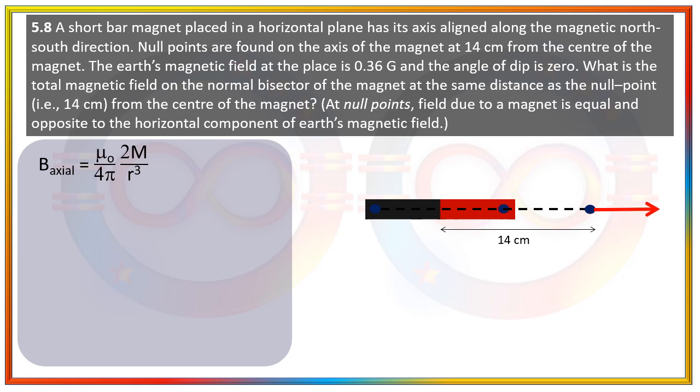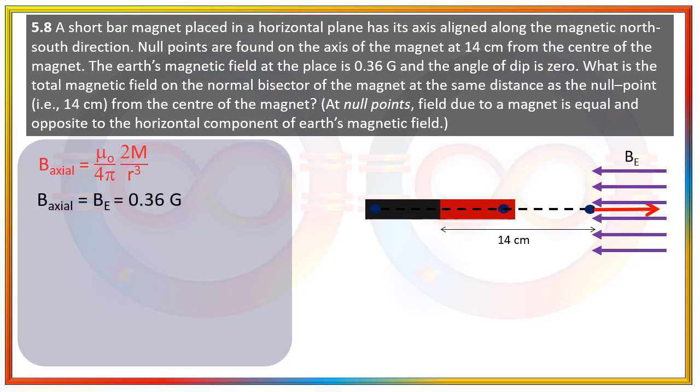Null point means total field will be equal to 0, and that is possible only if there is another field countering the field of the bar magnet. That field is nothing but the magnetic field of the earth, in the direction opposite to the B axial, that is the magnetic field at the axial point by the bar magnet. So B axial is equal to the magnetic field of the earth, which is 0.36 Gauss as per the question. Now the question is, what is the total magnetic field on the normal bisector of the magnet?